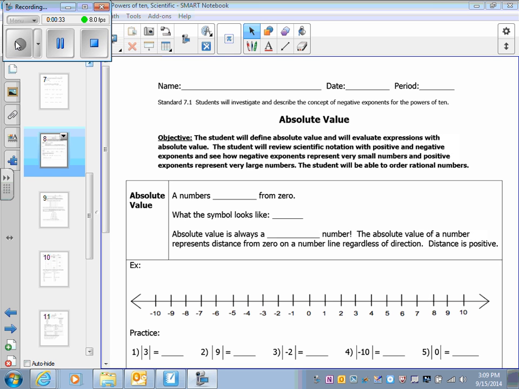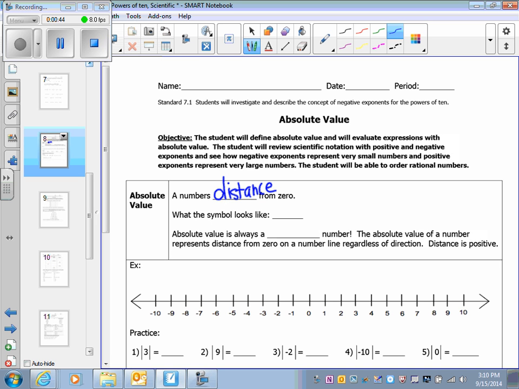Okay, so let's begin. Let's start with absolute value. Absolute value, which you should probably remember from 6th grade, is a number's distance from 0. What that means is how far away is that value from 0. So the symbol looks like these bars, and there's a number inside of the bars. Okay? And for example, if I gave you the absolute value of 3, that value is 3. Because 3 is 1, 2, 3 spaces away from 0.